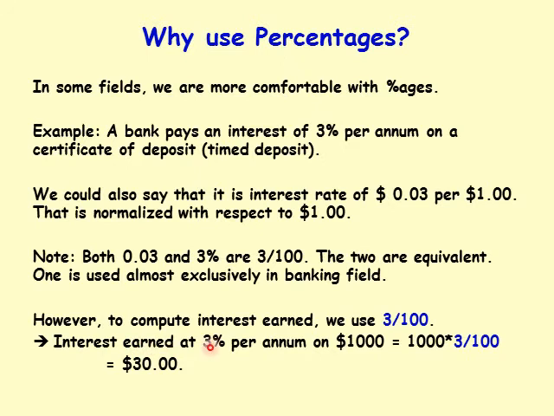Interest earned at 3% per annum on $1,000 in 1 year is $30. How do we do that? 1,000 times 3 divided by 100 is $30. There are 2 zeros in the 100 and 2 zeros in the 1,000 that cancel out, and that becomes $30.